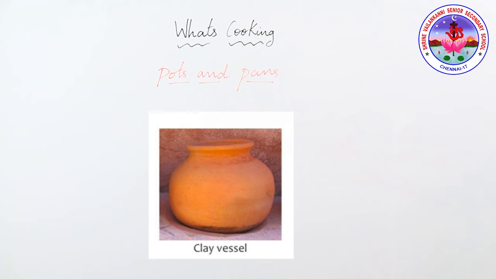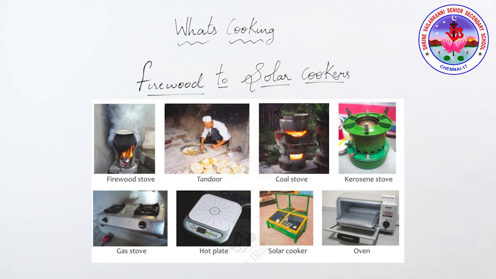Over time, different materials like iron, steel, clay, copper and glass were used to make vessels. And nowadays, we are using non-stick cookware. So now we saw how pots and pans evolved. Likewise, even the cooking method has evolved.